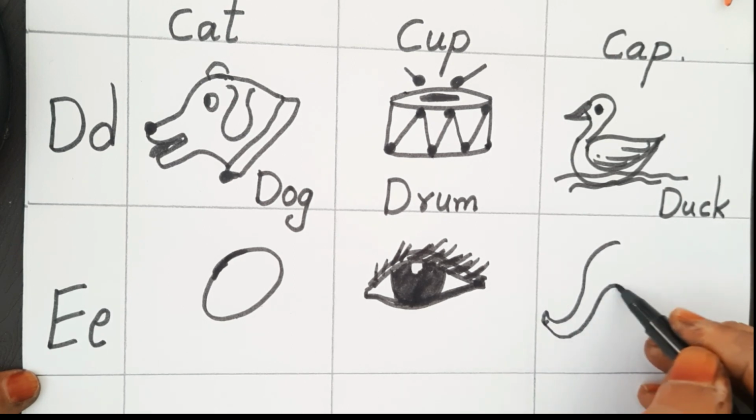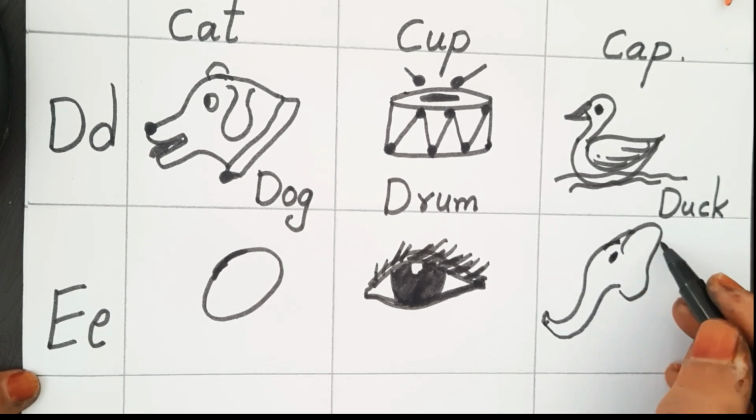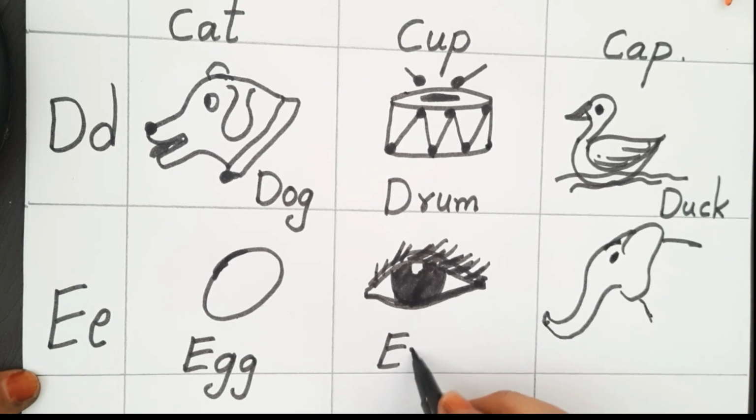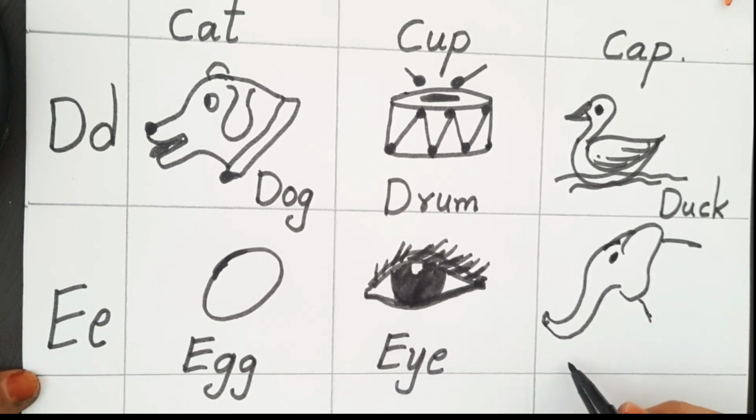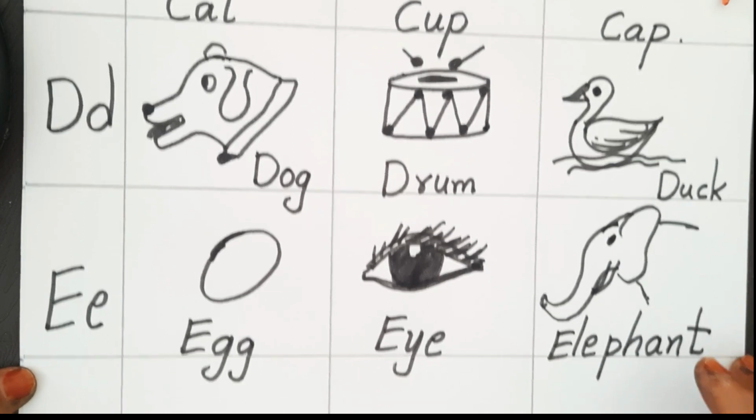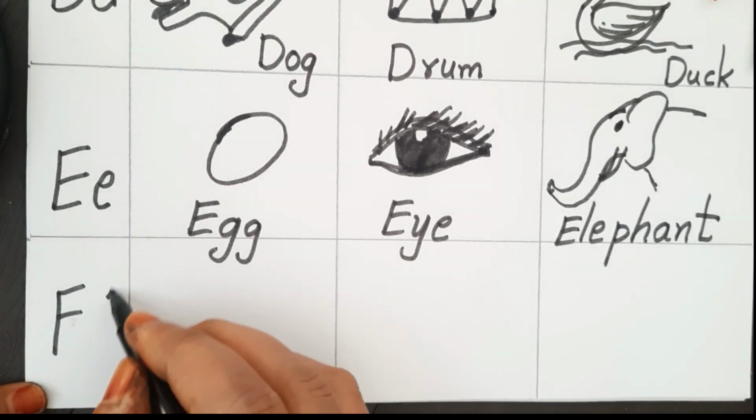E for elephant. Shall we spell them? E-G-G, egg. E-Y-E, eye. E-L-E-P-H-A-N-T, elephant. Now let's come to the next letter, F.